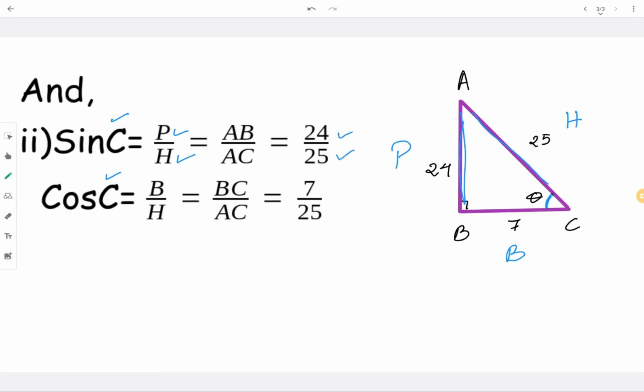Then cos C is base by hypotenuse, right? If you look here, base is how much? 7. Then my hypotenuse is 25. So 7 by 25, which is our answer.